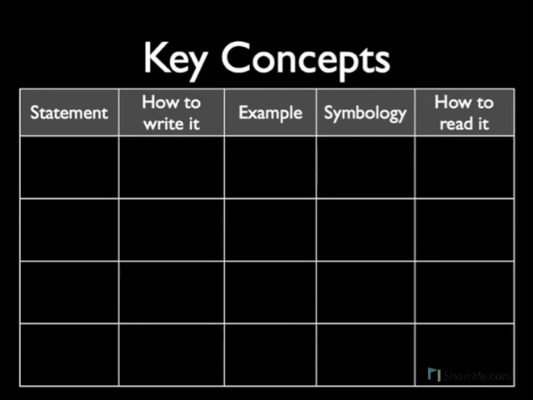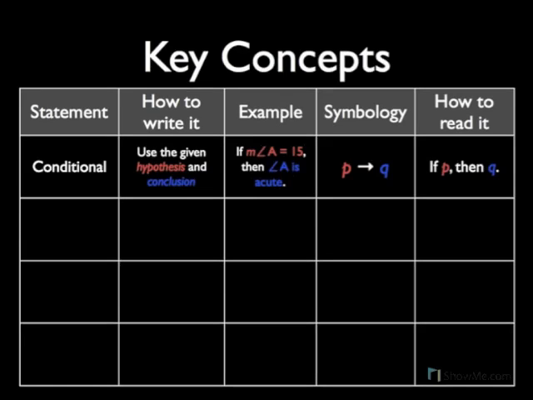So with that, let's start talking about these related conditional statements. Here is our original conditional. We'll just use our hypothesis and conclusion. An example of this would be, if the measure of angle A is equal to 15 degrees, then angle A is acute. And you can see the symbols there and how we read that.